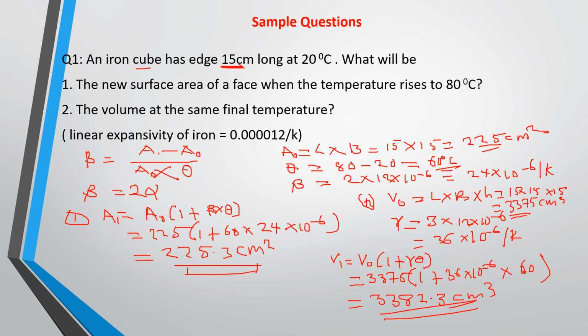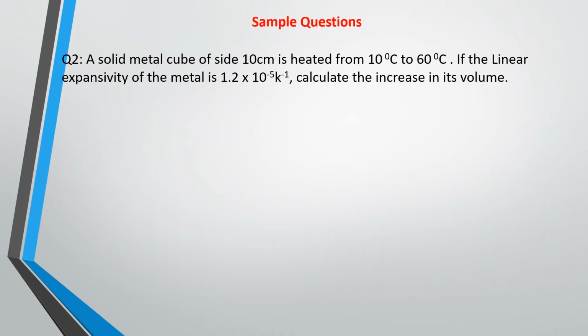Is that okay? So we are going to go straight to your test your understanding. This is another question before we go to it, and I think this one should be direct for you to solve. A solid metal cube of size 10 cm is heated from 10 degrees to 60 degrees. If the linear expansivity of the metal is 1.2, calculate the increase in its volume.